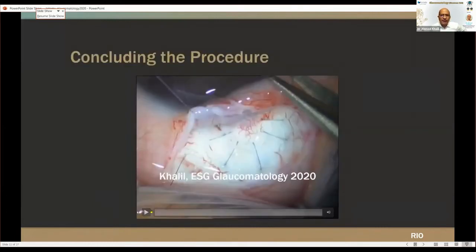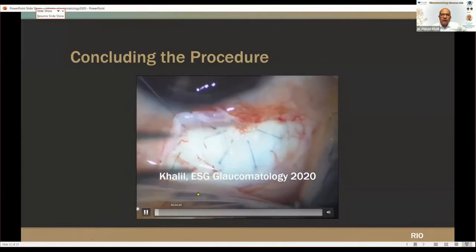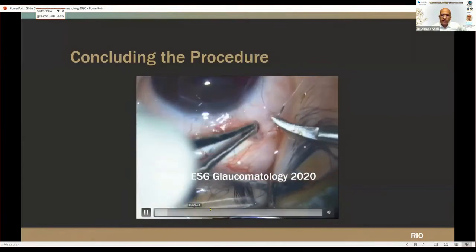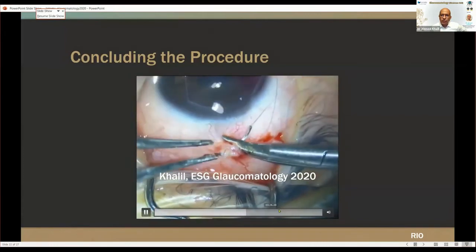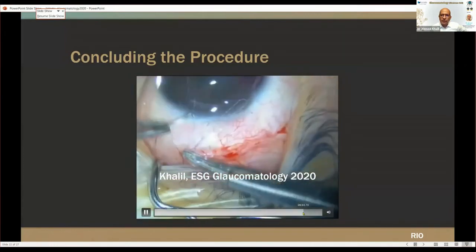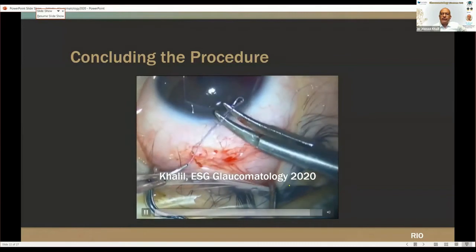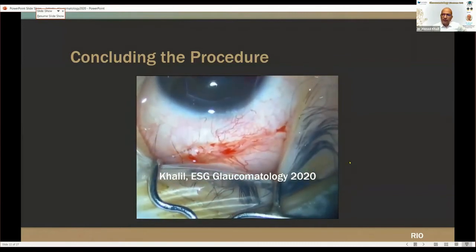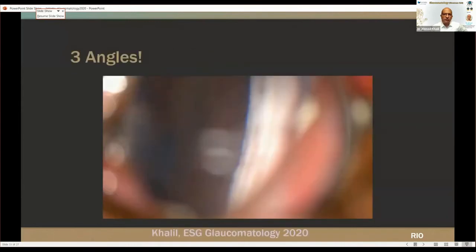And then I make tight closure because this is mainly an internal filtration. So tight closure of the scleral flap, followed by tight closure of the conjunctiva again. So at the end, there is no sign. And in many cases, a few years later, you cannot detect any sign of surgery.